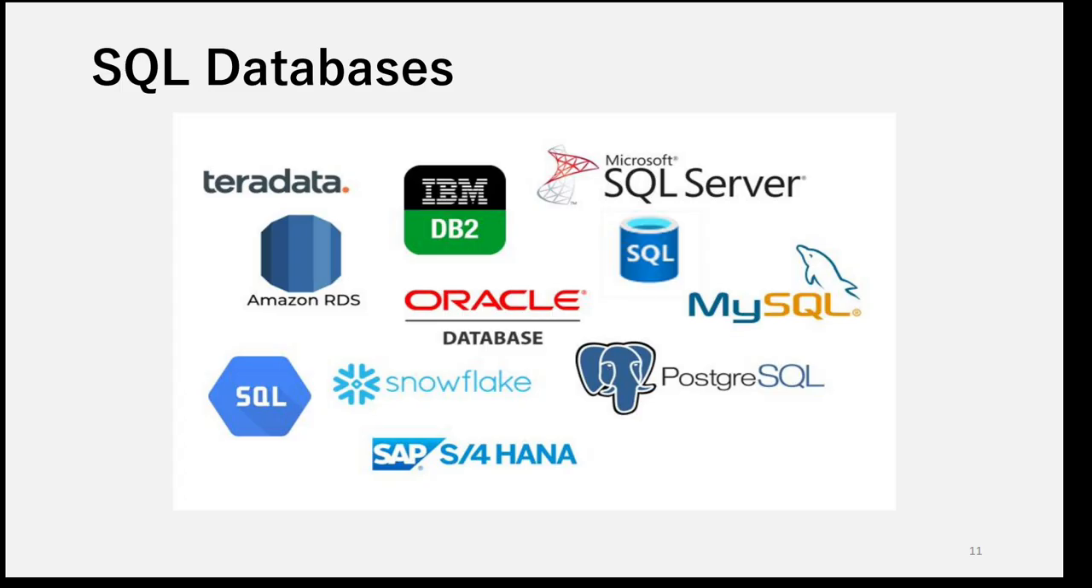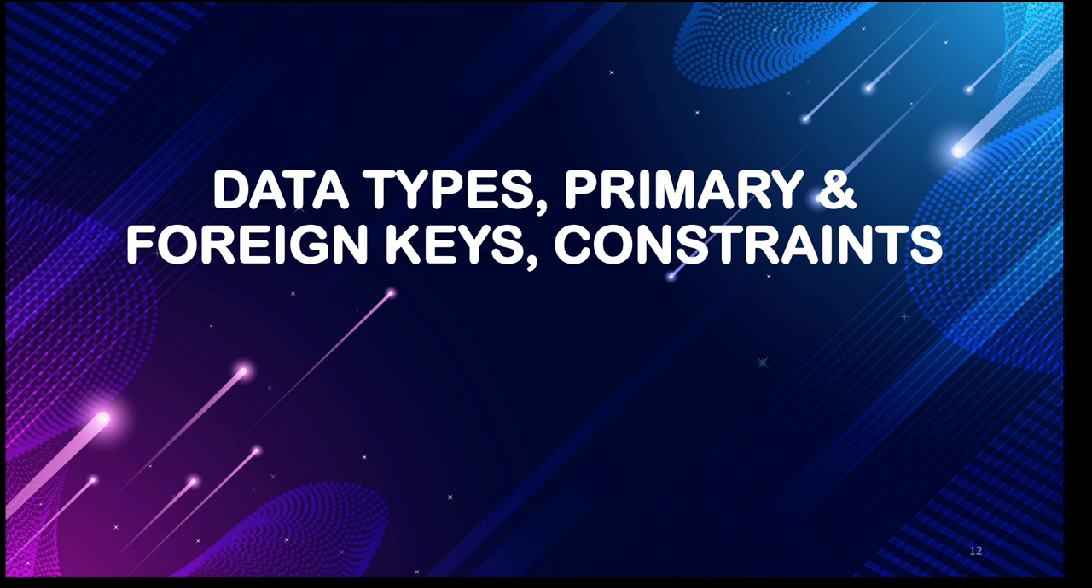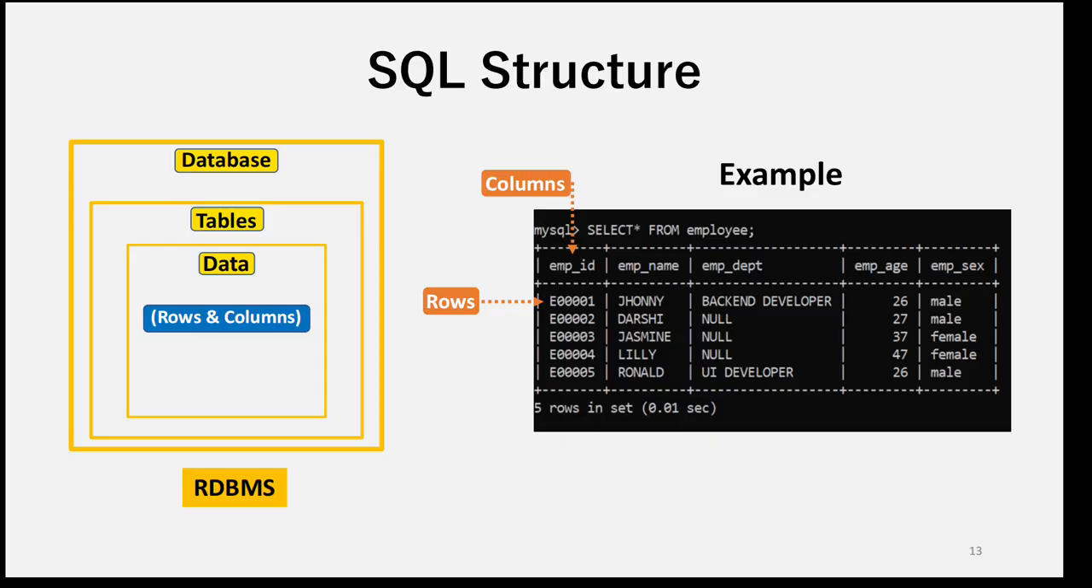These are some SQL databases: Oracle, Snowflake, Microsoft, Postgres, MySQL. These are some examples. So let us see the data types, primary key, foreign key, and then the constraints. What is the structure? See, this is the column, this is the row. This is how the data is stored in a table.